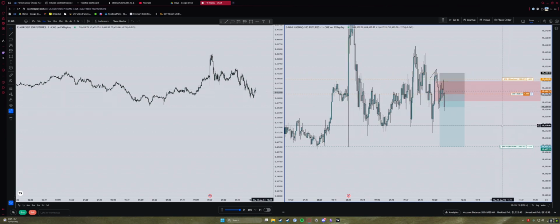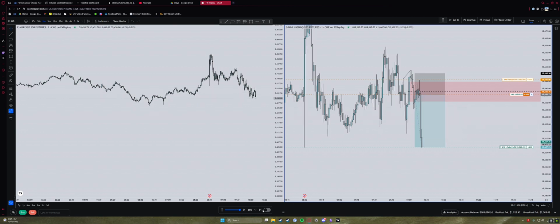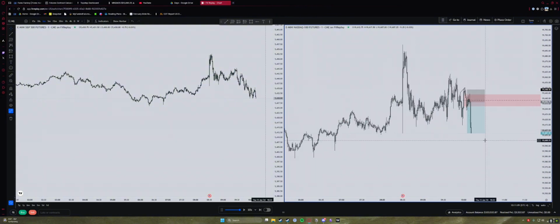Reducing risk to above there. I'll continue. Yeah, really clear draw on liquidity for me. It was an easy read.